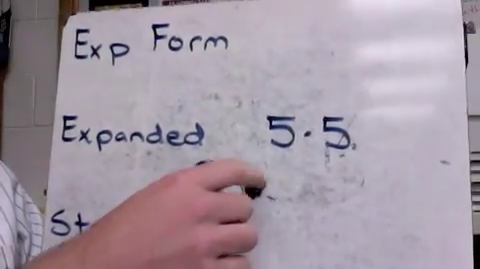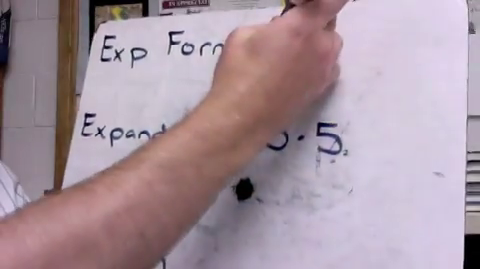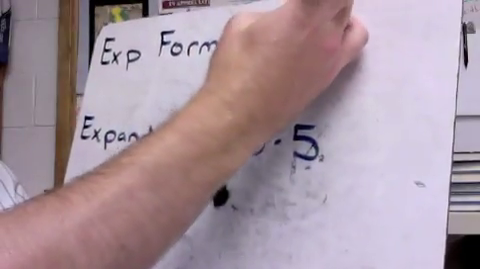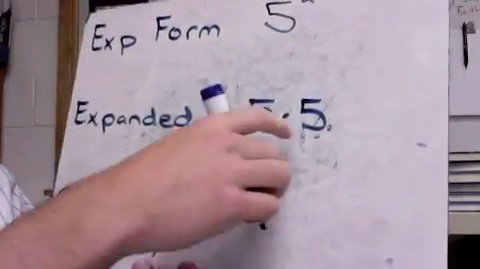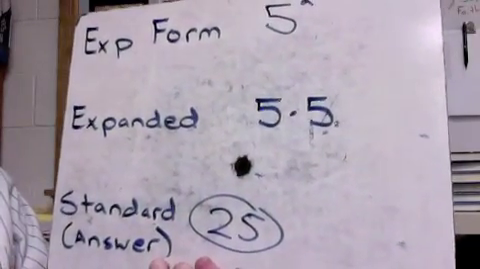So for this one, we've got 5 times 5. So our base number is 5. So that is going to be 5, and then how many do we have? 2. 5 to the 2nd power. Now I just need the answer to this problem. 5 times 5 is, of course, 25.